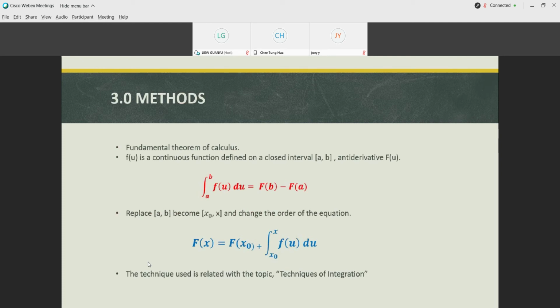Okay, my name is Ji Donghua. My matrix number is 271956. Next, we are going to talk about the methods used in this project. Let's talk about the fundamental theorem of calculus.